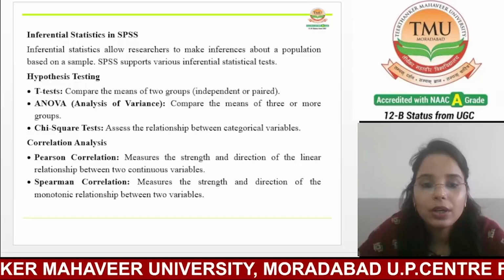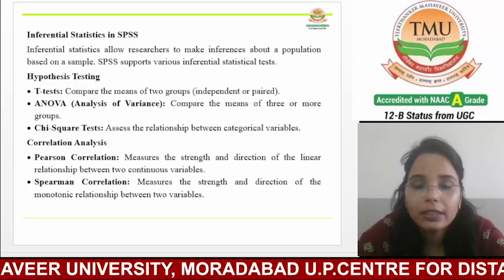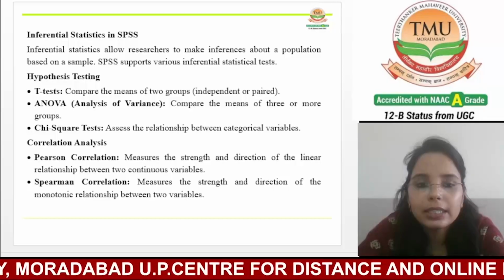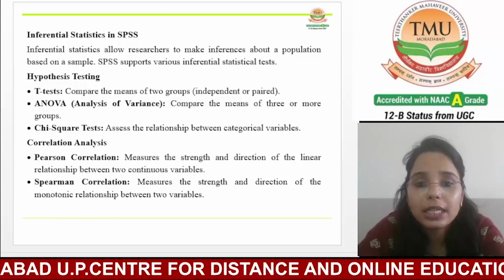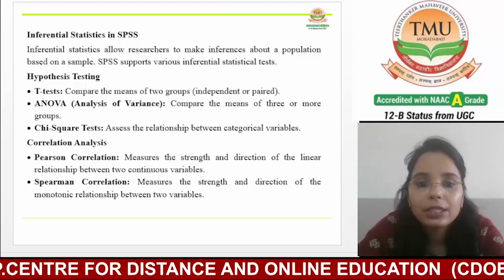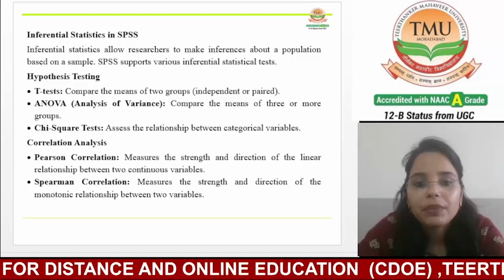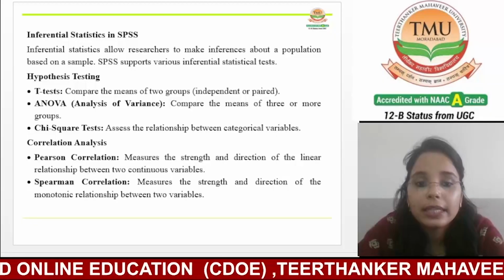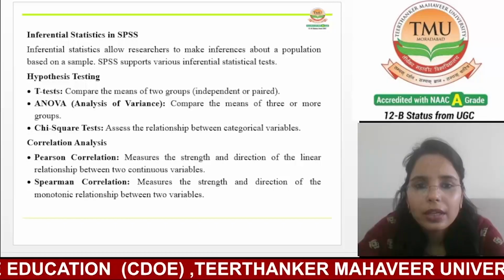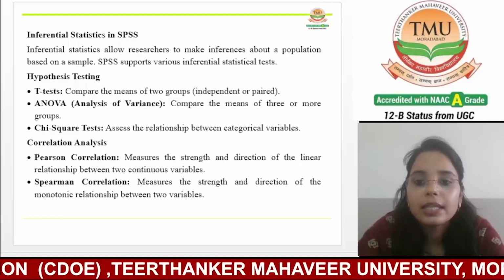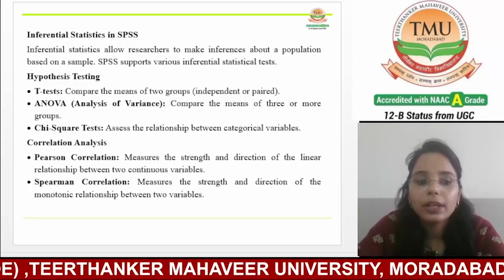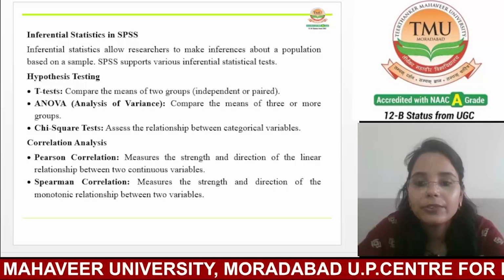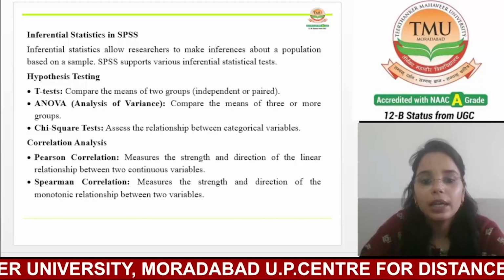Let's talk about the chi-square test of independence. This test generally examines whether there is a significant association between two categorical variables, like gender and preferences for a product. In SPSS, this test is performed by selecting the two categorical variables of interest and generating a contingency table. The test assesses whether the observed frequencies in each category differ significantly from the expected frequencies under the assumption of independence.